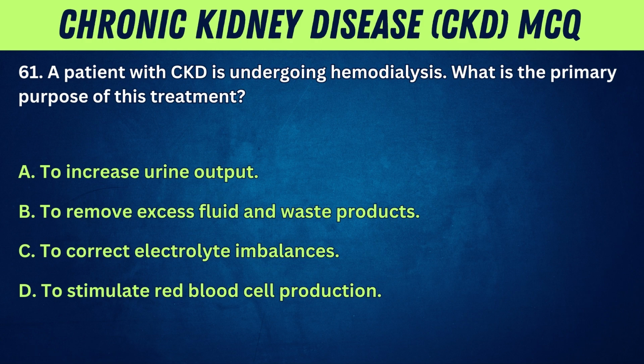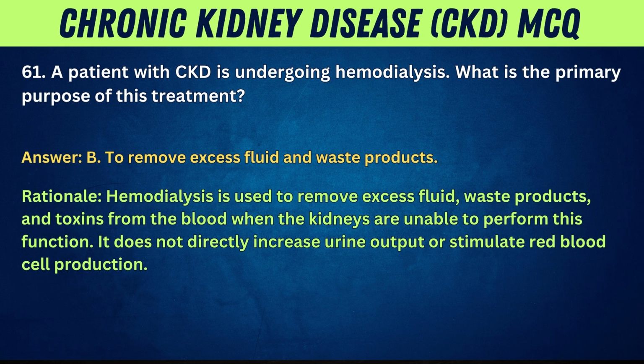61. A patient with CKD is undergoing hemodialysis. What is the primary purpose of this treatment? A. To increase urine output. B. To remove excess fluid and waste products. C. To correct electrolyte imbalances. D. To stimulate red blood cell production. Answer: B. To remove excess fluid and waste products. Rationale: hemodialysis is used to remove excess fluid, waste products, and toxins from the blood when the kidneys are unable to perform this function. It does not directly increase urine output or stimulate red blood cell production.